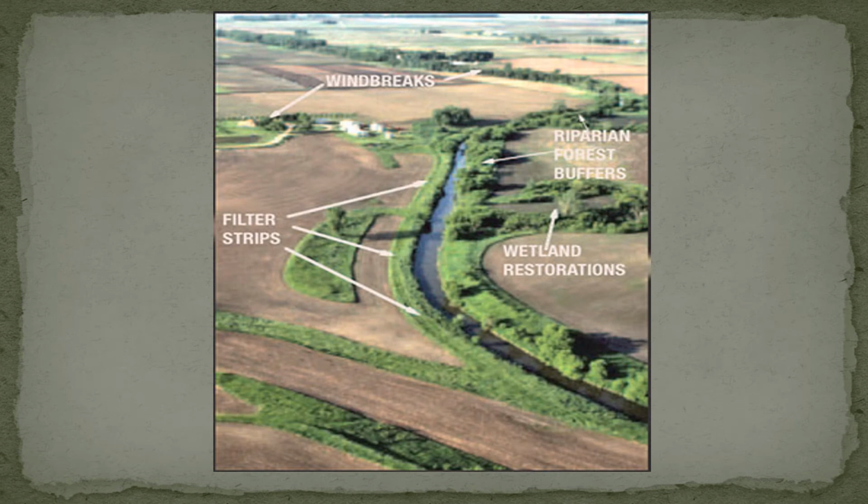So here's a great example of a farm that was utilizing quite a few of those conservation practices. They had windbreaks, rows of trees to slow down winds coming onto soil, filter strips to help catch any soil particles before they hit riparian areas. Riparian forest buffers and wetland restorations helped mitigate water issues.